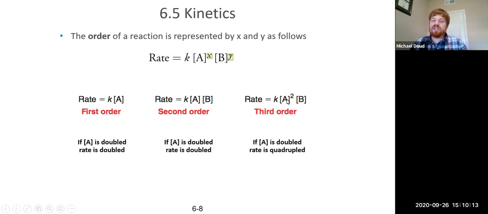Now, if we double the concentration of A, all of a sudden that's going to give us a 4x multiplier on the rate. So if we double the concentration of A and the rate quadruples, that tells us the reaction is 2nd order in A.